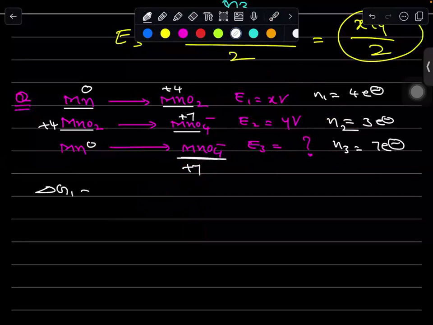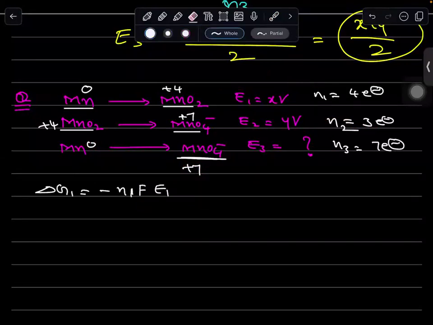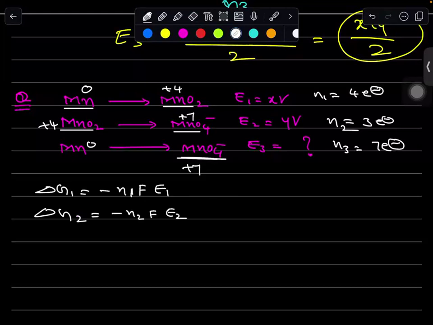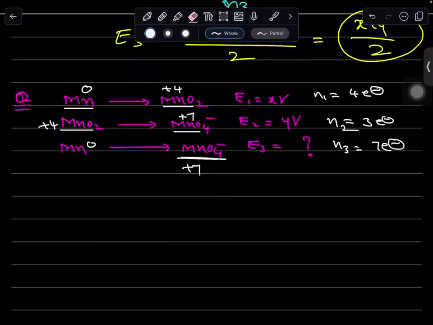So del G1 is equal to minus N1 F E1. That is it. Later we'll see what the E1 value and E2 value are. This is the first one. Del G2 will be equal to minus N2 F E2. And del G3 will be equal to, we just need to add the equations, right? We will add the equations and do it properly.